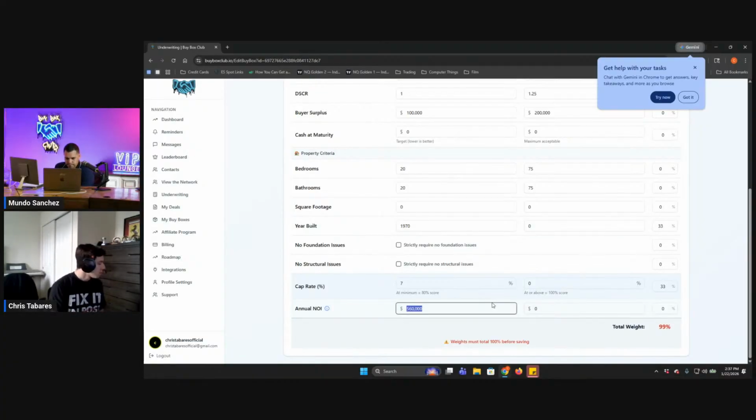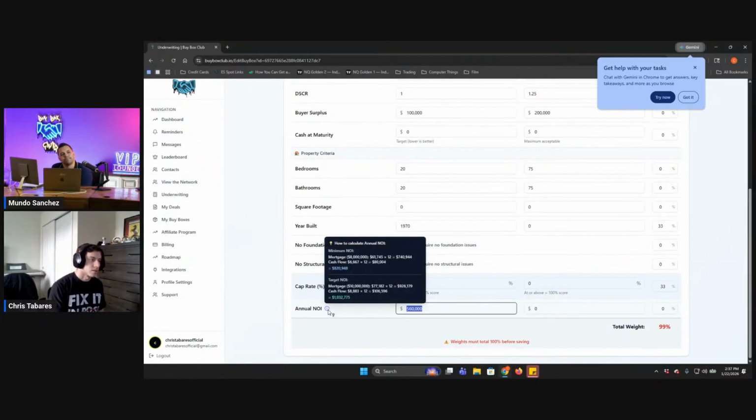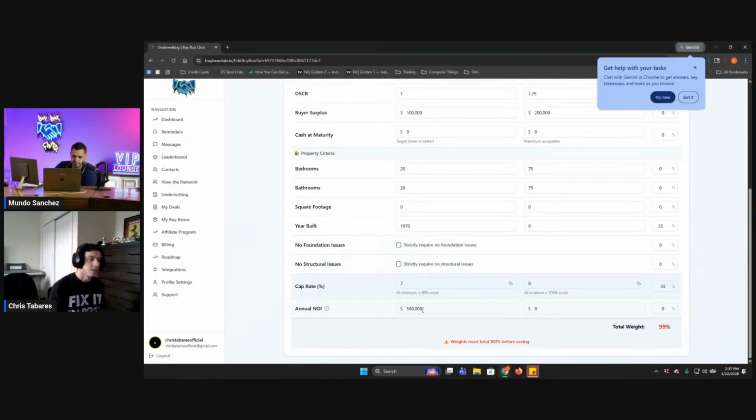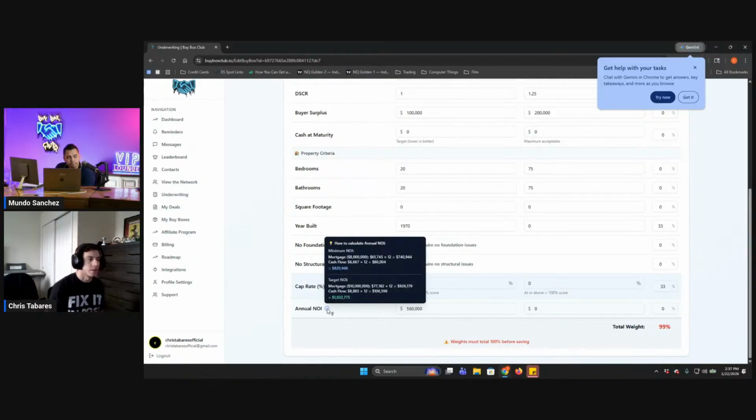NOI. Let's go back to this. It actually did just input something for me. So it calculated based on the minimum here. 560. Is that something I can just trust, if I just don't know what I'm doing?